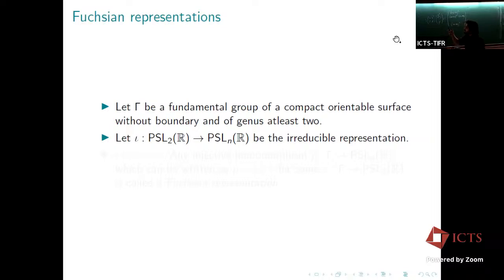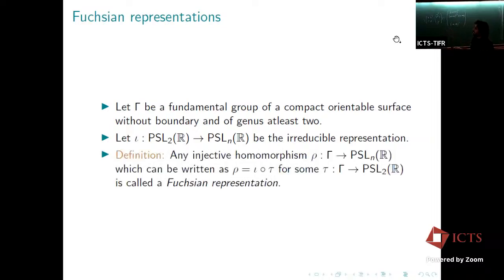And you define any injective homomorphism from gamma inside PSLNR, which can be factored through this irreducible representation and a representation inside PSL2R. It's called a Fuchsian representation.